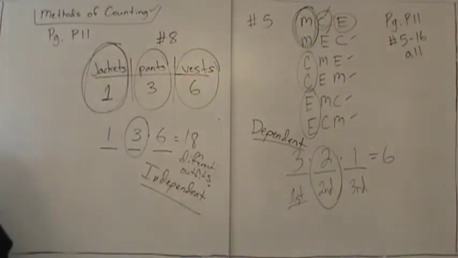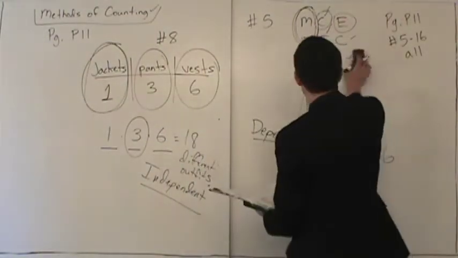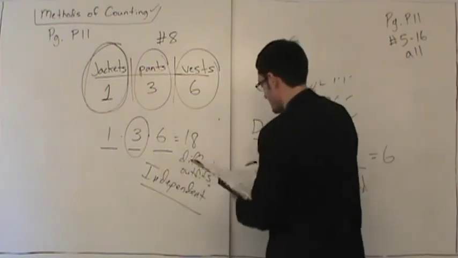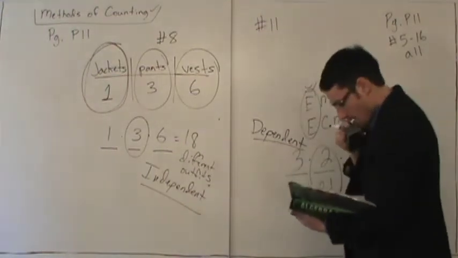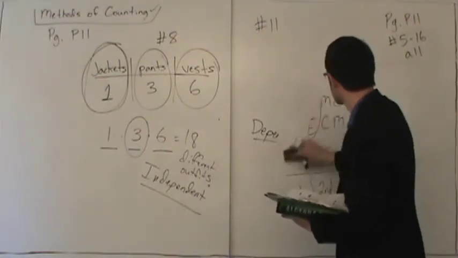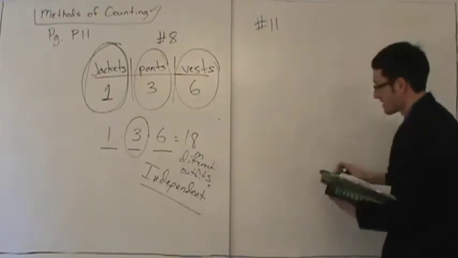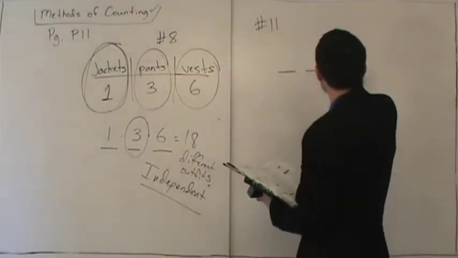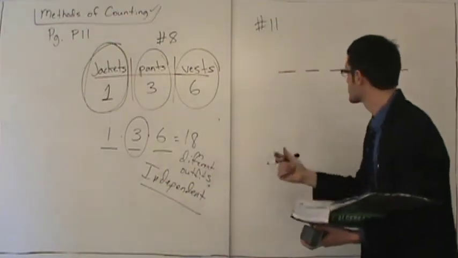Number 11. Abby is registering at a website. This is number 11, so you guys can follow along. It says she must select a password containing 6 digits from 1 to 9. So I want you to put 6 spaces on your paper. She's choosing 6 digits from 1 to 9.